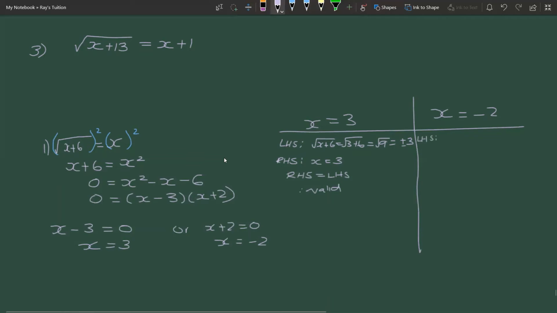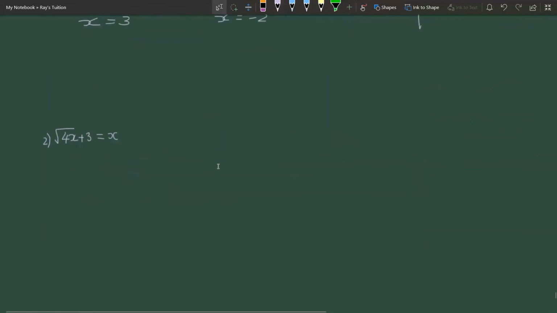So let's do that for this one here as well. The left hand side is the square root of x plus 6. X in this case is minus 2, plus 6, which is 4. And the square root of 4 is plus or minus 2. The right hand side is simply x, which is equal to negative 2. And again, left hand side is equal to right hand side. Therefore, our answer is valid. Okay, so let us have a look at the next question.